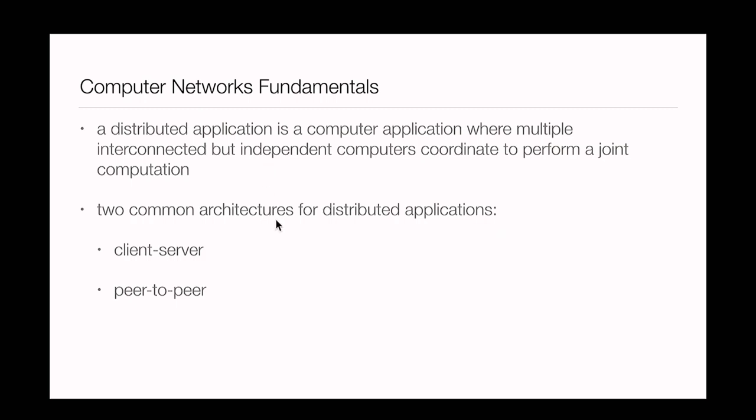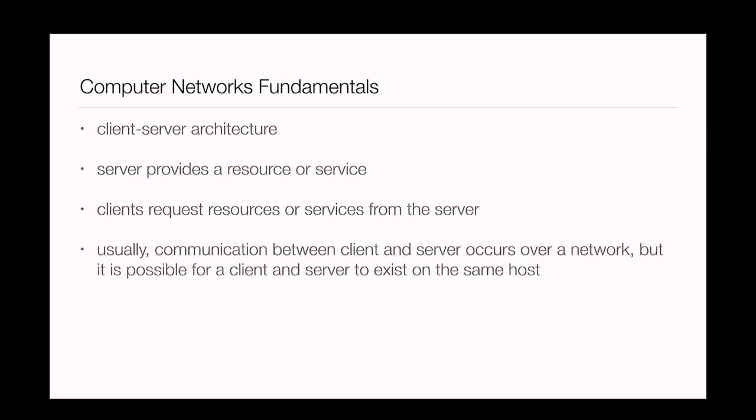So there are some common architectures for distributed applications. There's something called client-server, and there's something called peer-to-peer. Both of these are relevant to us when we talk about networked games. Okay, so client-server architecture. Conceptually, it's two computers. There's one called the client, there's one called the server. Your server is the thing that provides a resource or service, and the client or clients are requesting resources or services from the server.